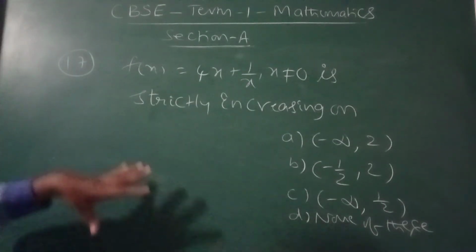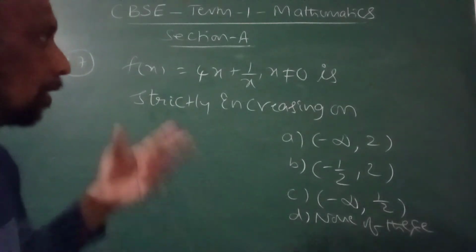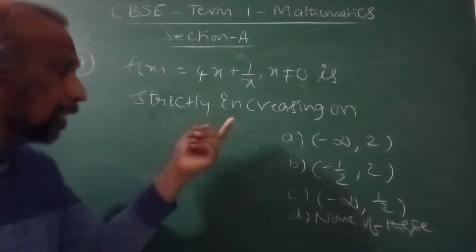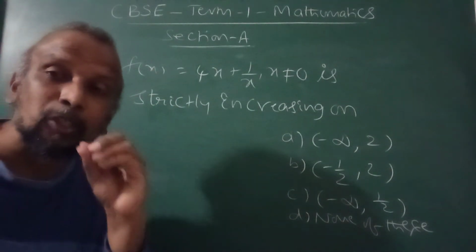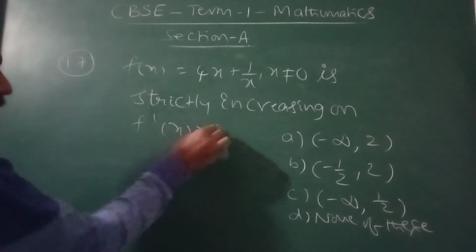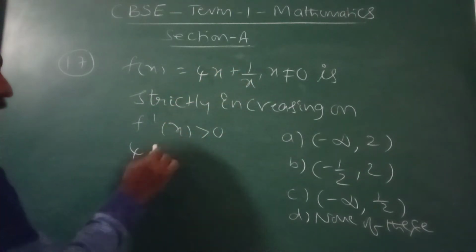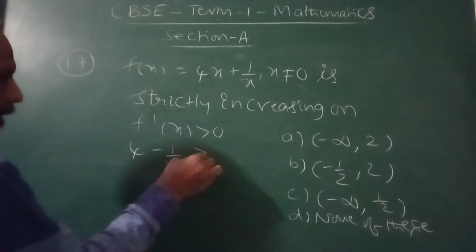So in this problem they are asking where f of x is strictly increasing. When we say strictly increasing, the derivative of the function should be greater than 0. F dash x should be greater than 0. So the derivative of this: 4 into 1 by x minus 1 by x square is greater than 0.